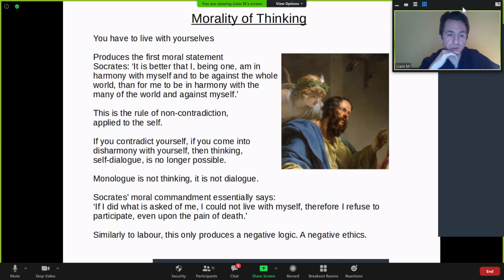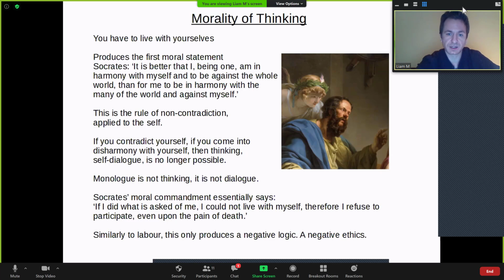And so you've got to keep your two dialogue partners within you intact. You've got to keep them happy and satisfied so they can communicate with each other. So Socrates' moral commandment essentially says, if the society, the rest of the world is asking you to do something that one of your dialogue partners really rejects, saying that if I did what is asked of me, I could not live with myself, and therefore I could not live with these two dialogue partners. One of them would be so distraught that it would either turn off or just argue continuously, and therefore I refuse to participate even upon the pain of death.